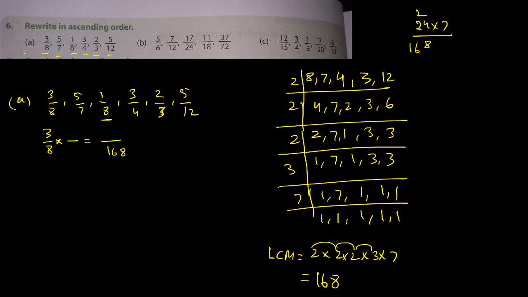So part A you have to do. In question number 7, what you have to do? You have to arrange the given fractions in descending order. So part A also you have to do from this.